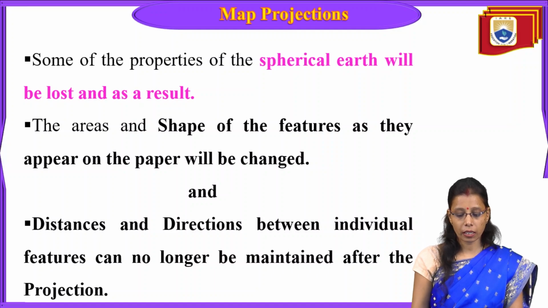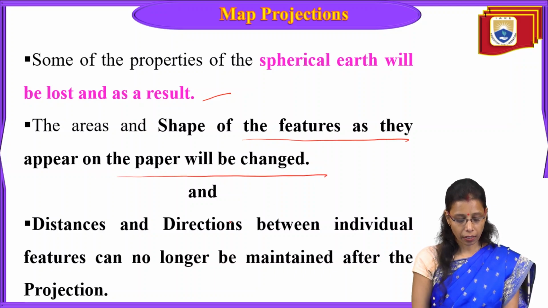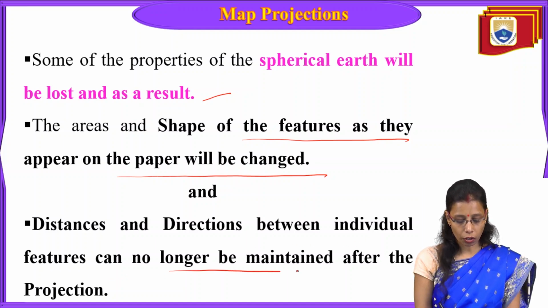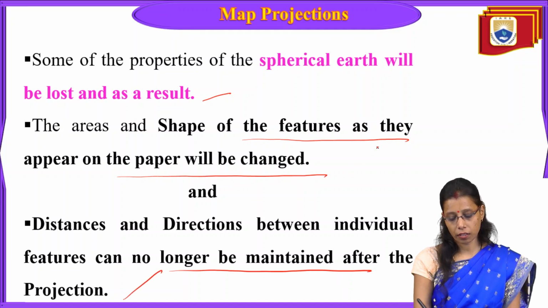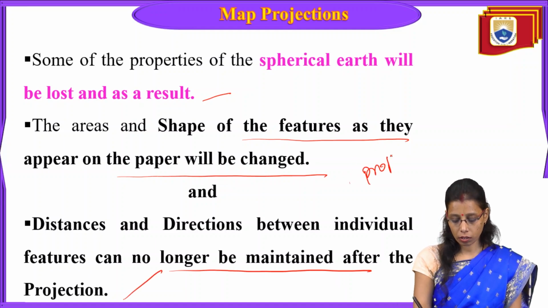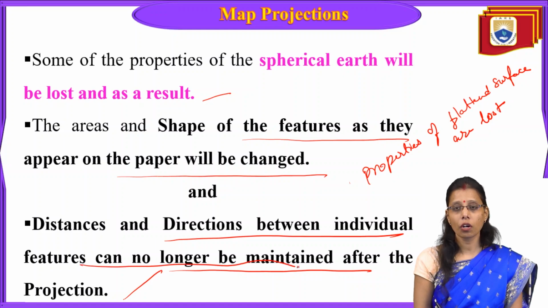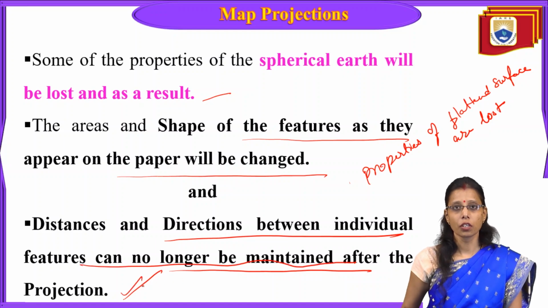Some of the properties of the spherical Earth will be lost, and as a result, the areas and shapes of the features as they appear on the paper will be changed. Distances and directions between the individual features can no longer be maintained after the projection. This is what happens once the Earth's surface is flattened.